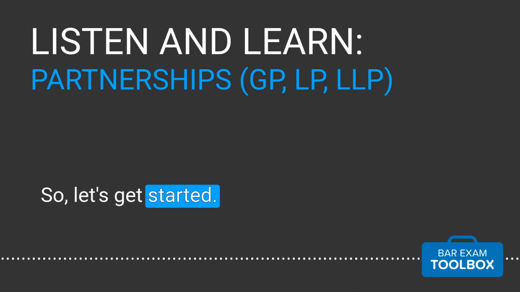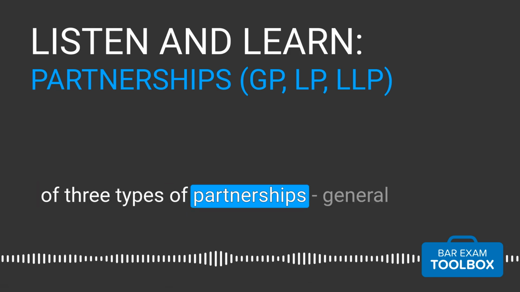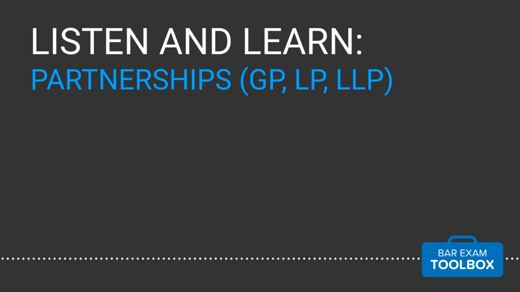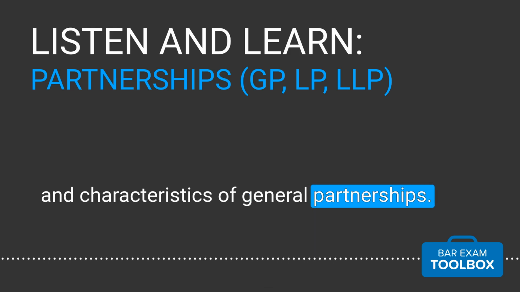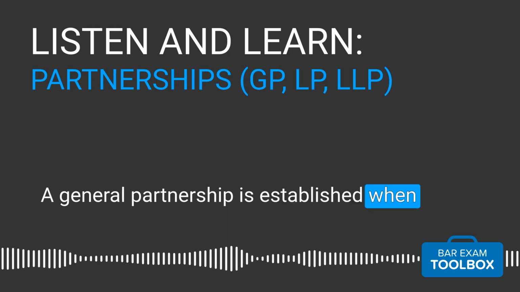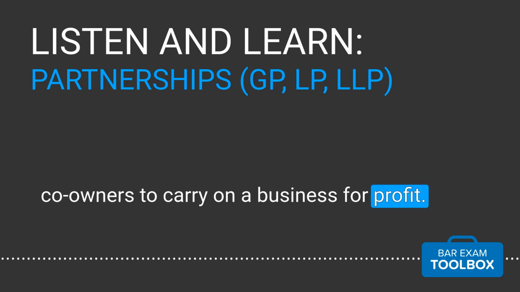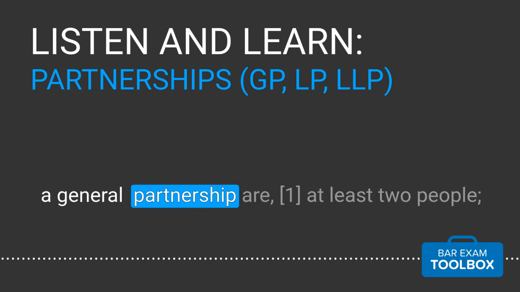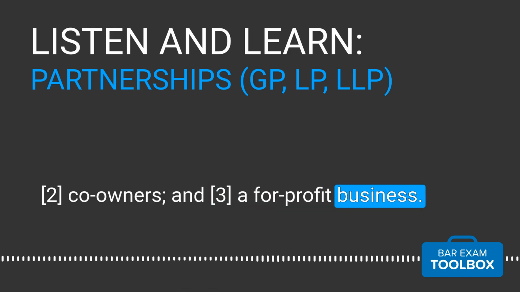So let's get started. As I mentioned, we'll cover the formation of 3 types of partnerships: general partnerships, limited partnerships, and limited liability partnerships. Let's begin by breaking down the formation and characteristics of general partnerships. A general partnership is established when 2 or more individuals come together as co-owners to carry on a business for profit. The 3 key things you're looking for to identify a general partnership are 1, at least 2 people, 2, co-owners, and 3, a for-profit business.